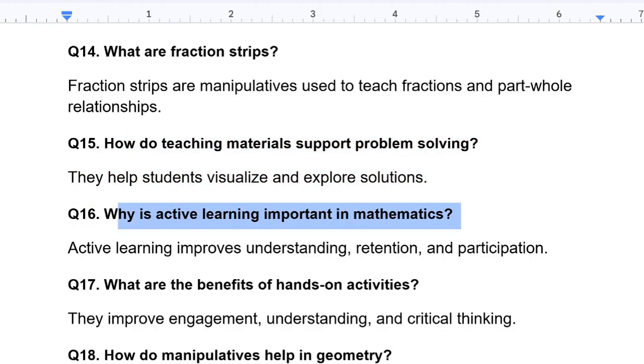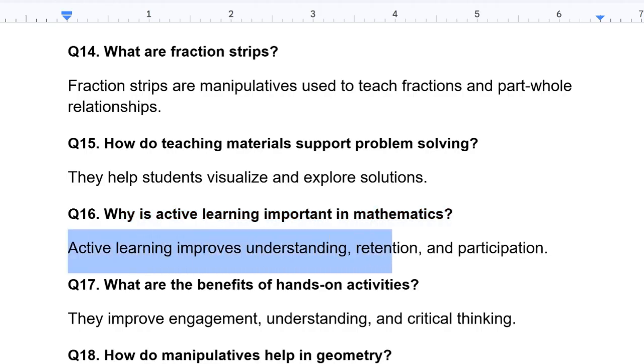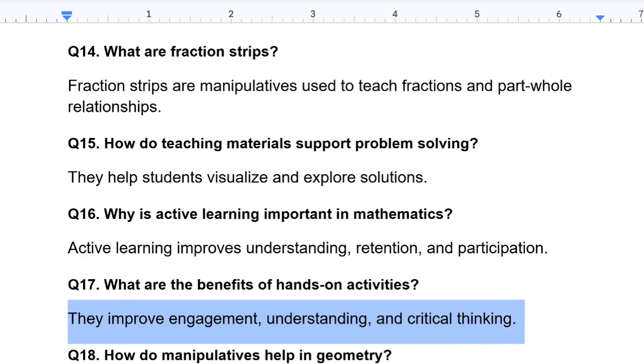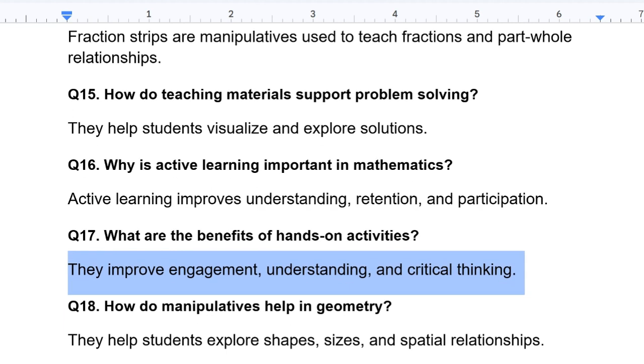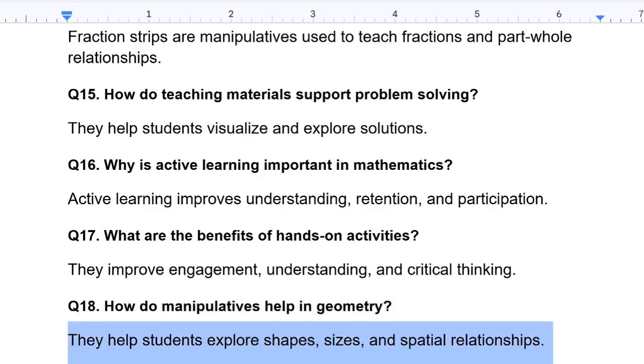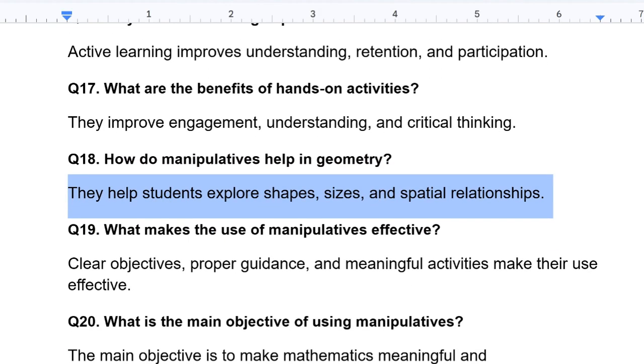What is active learning? Why is active learning important in mathematics? Active learning improves understanding, retention, and participation. What are the benefits of hands-on activities? They improve engagement, understanding, and critical thinking. How do manipulatives help in geometry? They help students explore shape, size, and spatial relationships.